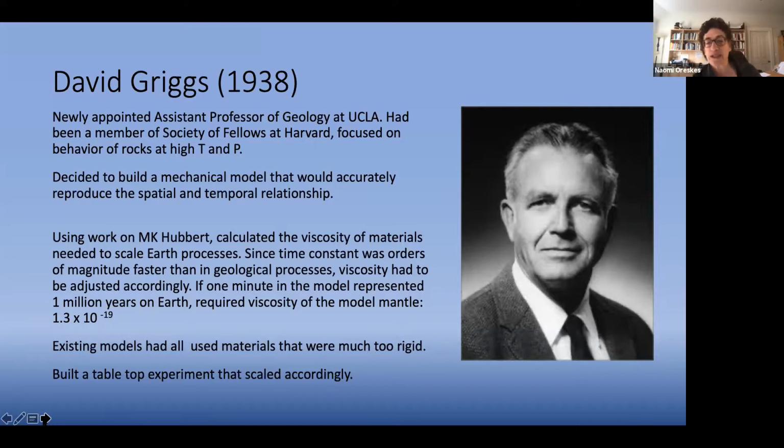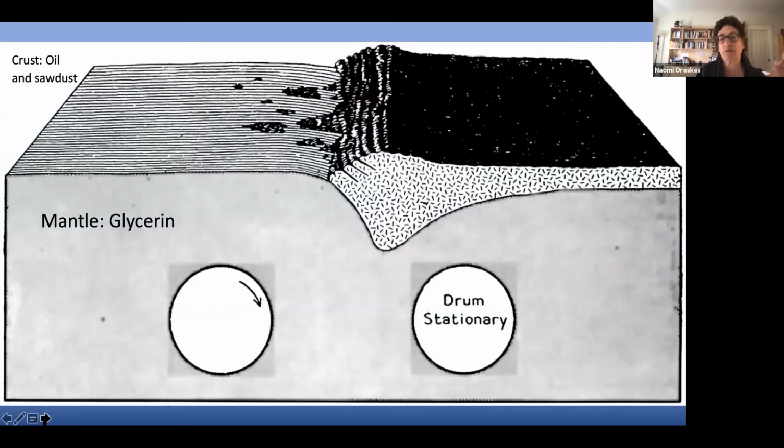And what he proves, what he demonstrates scientifically or mathematically, is that all existing models that people had built, and there are others that I haven't had time to talk about, were all using materials that were much too rigid. That in fact, a scale model of the mantle, to be realistic, would have to use a viscosity of 1.3 to 10 to the minus 19th. In other words, it had to be liquid. So even if you didn't think the mantle was actually liquid, the model of it, the desk scale model, would have to be. And so he built that model.